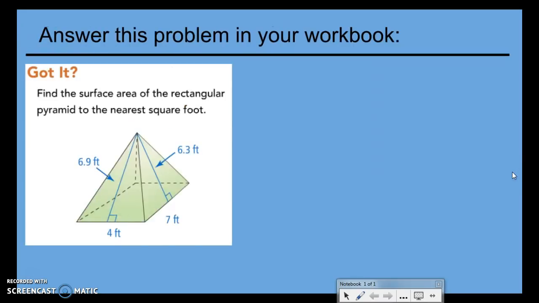Okay. I want you to see if you can solve this one by yourself. Remember your steps, remember your formulas. Pause the video and see if you can do it. When you get done, I want you to push play and see if you got it right.